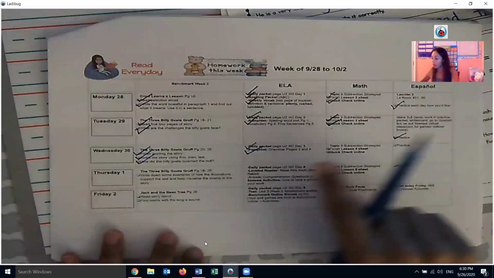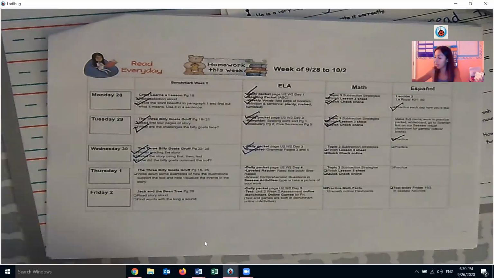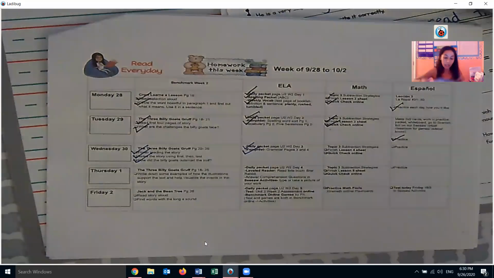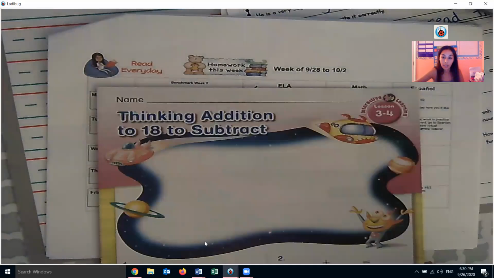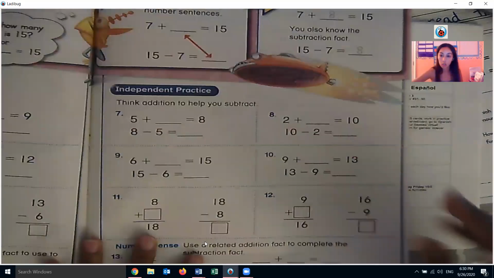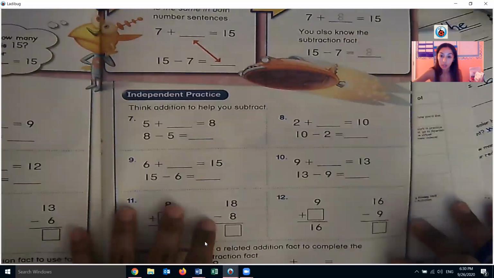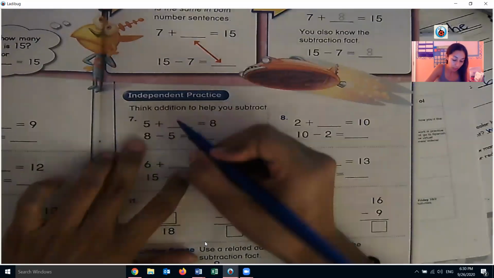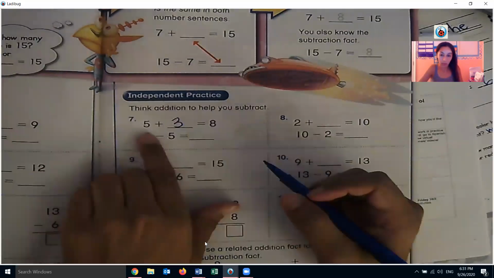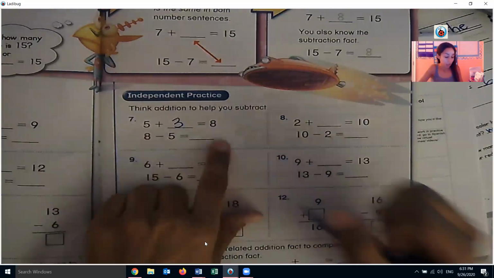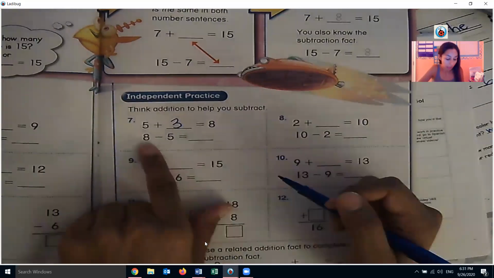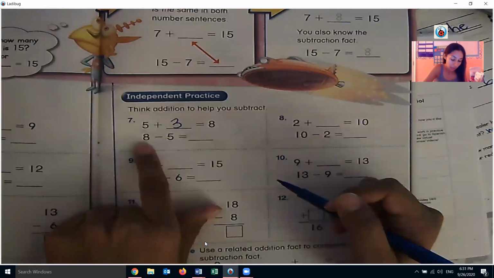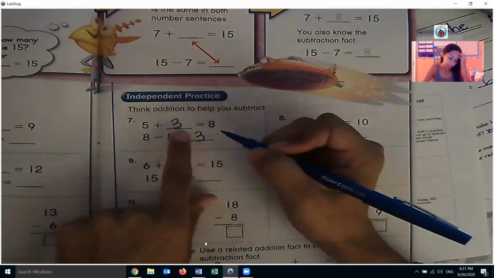Next piece is our lesson 4 of math, which is thinking addition to 18 to subtract. So again, we're kind of sticking to that idea of fact families using the same 3 digits in different ways. So first here, 5 plus 3, 5 plus what gives me 8? 5, 6, 7, 8. You can do it by subtraction also. 8 minus 5 gives me that missing number of 3.